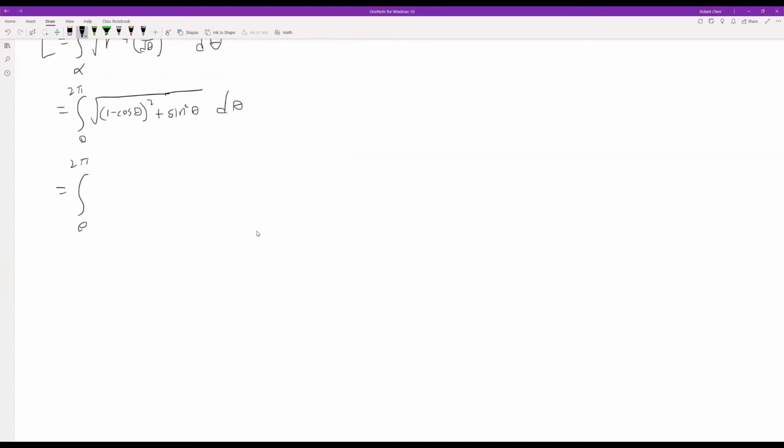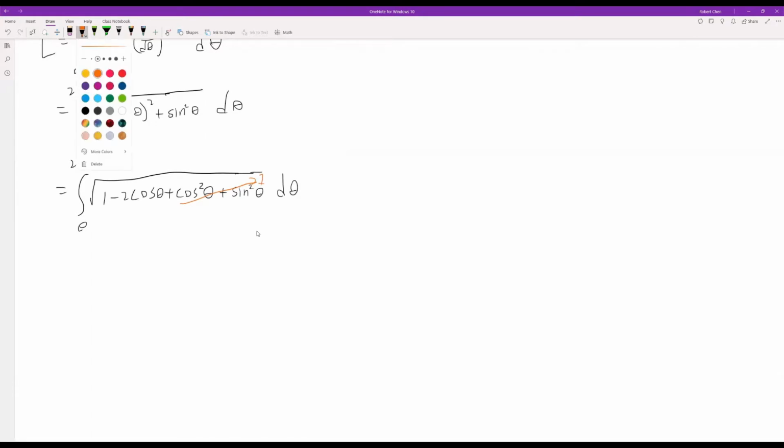But before we evaluate the integral, let's simplify the radical first. We have 1 minus 2 cosine theta plus cosine squared, and then plus sine squared. We know that cosine squared plus sine squared is equal to 1, so these two terms equal 1. Then we have the integral from 0 to 2 pi of the square root of 2 minus 2 cosine theta.